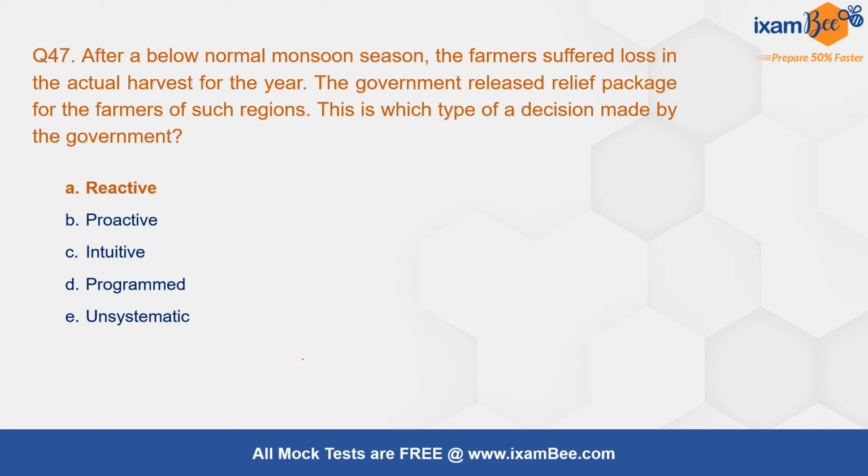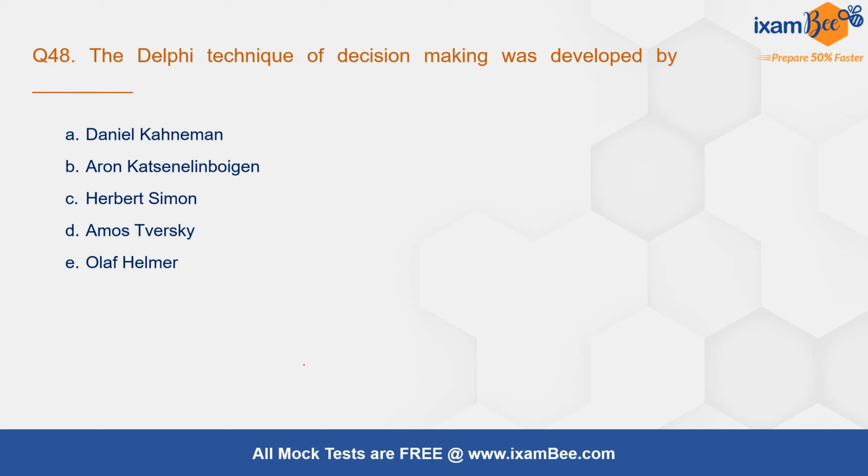The correct answer is reactive. When after the happening of an event, a decision has been taken. The happening of the event here was the loss suffered because of a poor harvest. So in reaction to that calamity, the government took a decision to give a relief package. So it was a reactive decision.